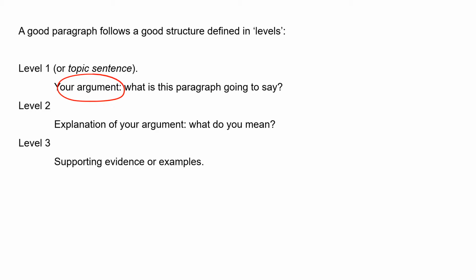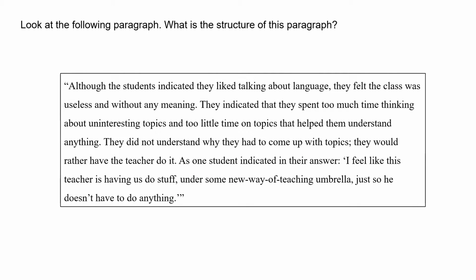So let's have a look at some examples. Here we have a paragraph I made up. It says, although the students indicated they liked talking about language, they felt the class was useless and without any meaning. We have a nice linking word, although, which means that something before this talked about liking talking about language. We get our level 1 sentence, which I will indicate in yellow. They felt the class was useless and without any meaning.